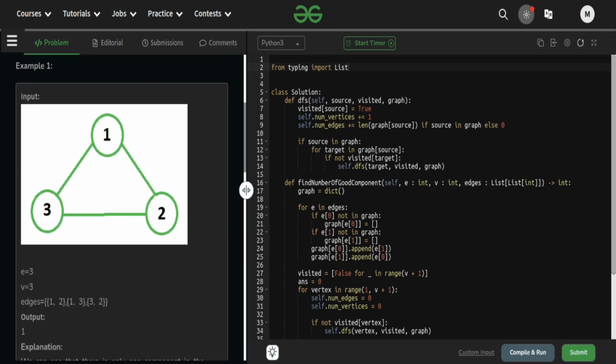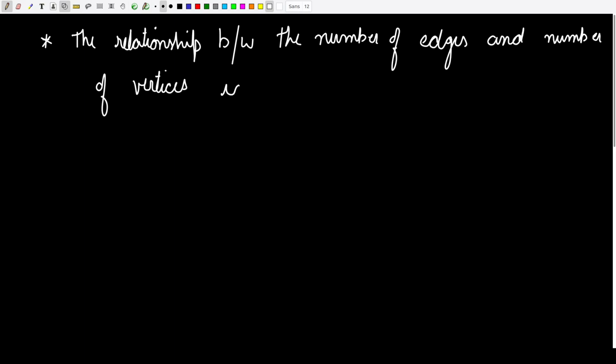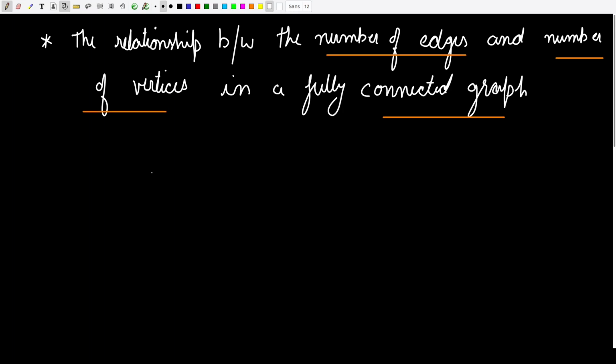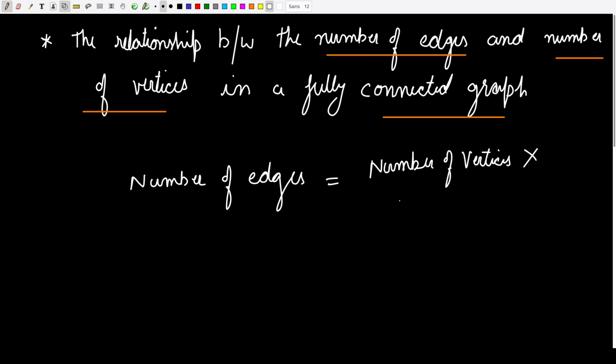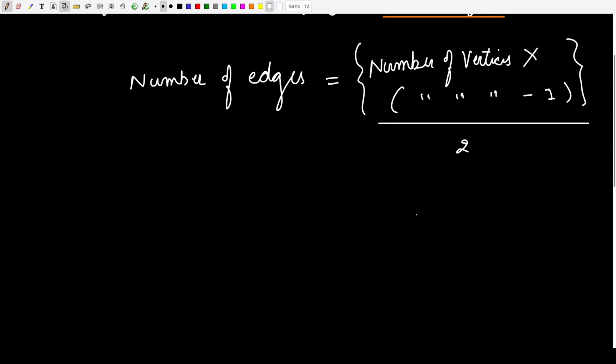Now let us discuss the solution of this problem. In order to solve this problem, we need to understand one concept, which is the relationship between the number of edges and the number of vertices in a fully connected graph. The relationship is: number of edges is equal to number of vertices into number of vertices minus 1, and then this entire thing is divided by 2. So let us take a few examples in order to understand this.